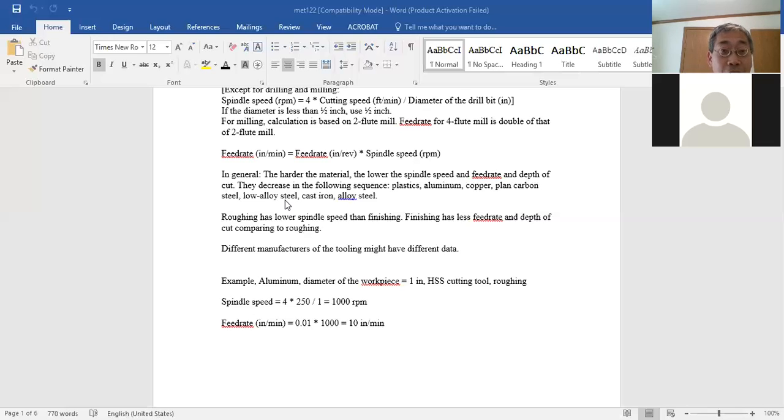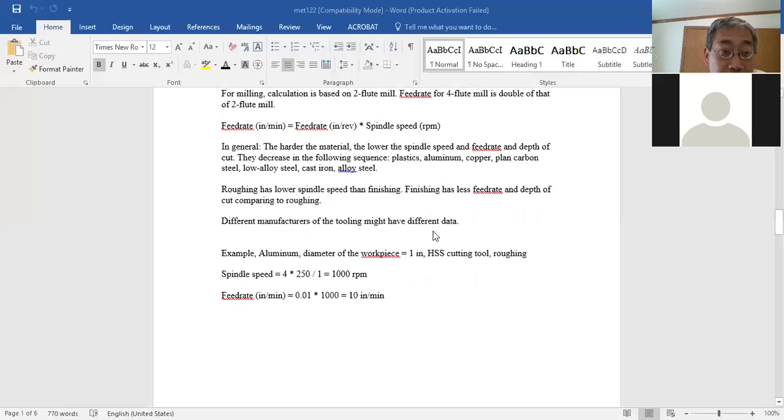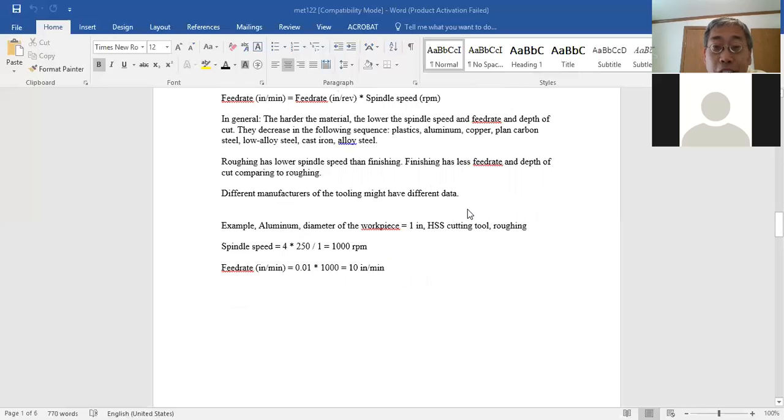And so those are the hardness here. Okay, roughing has lower spindle speed than finishing. Finishing has less feed rate and depth of cut compared to roughing. We need to specify those in the program. Later on, we'll talk about that, okay? And different manufacturers of the tooling might have different data here. This one I got from Machinist Handbook.